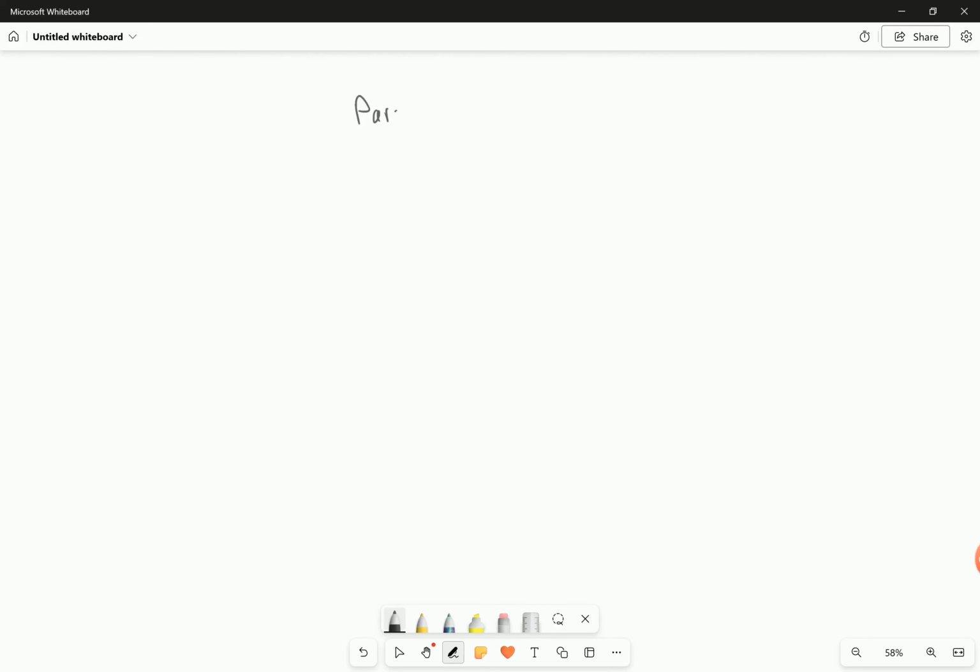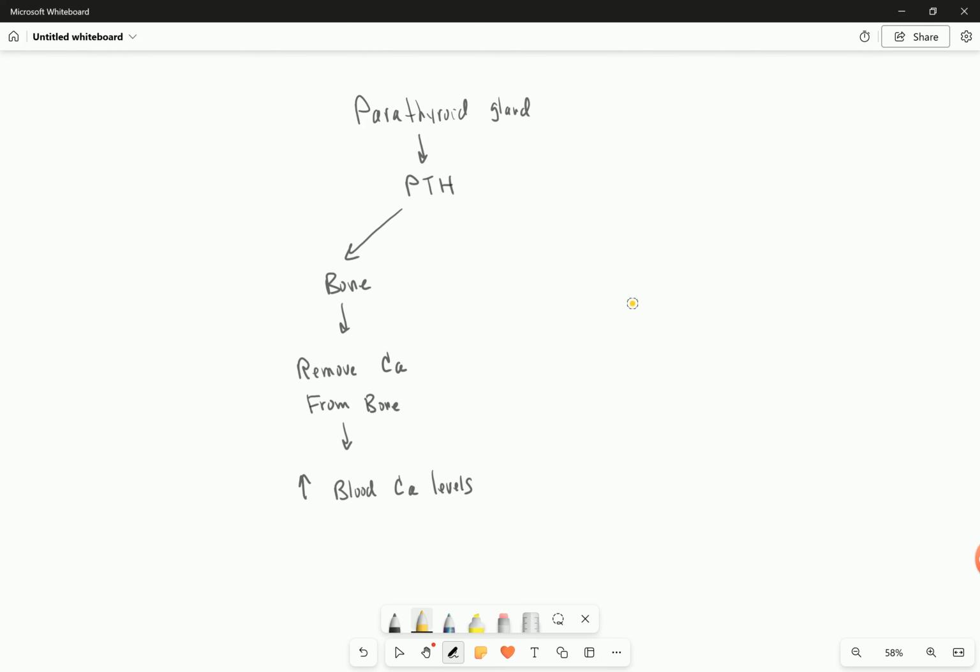All right, so the parathyroid gland releases parathyroid hormone. And if that goes to bone, then you're going to remove calcium from bone. And what this will do is increase blood calcium levels. Now, in order for this to have happened, you would have had hypocalcemia. So not enough calcium in blood, and your body is basically assuming, well, I've got low calcium levels. That's not good. Doesn't look like you're going to be eating calcium anytime soon. So fine, I'll go to bone to pull calcium out of bone.